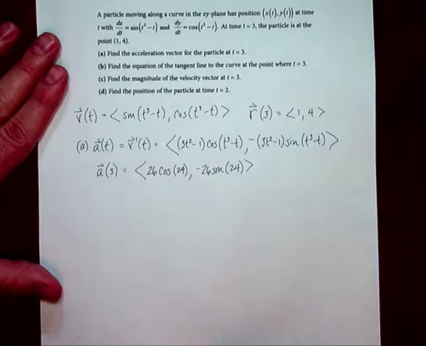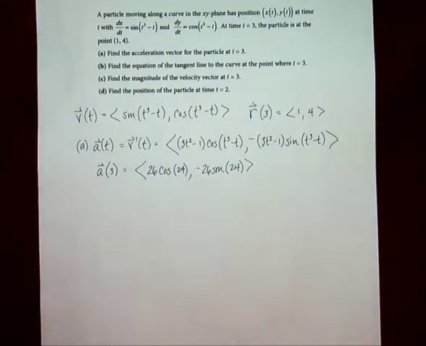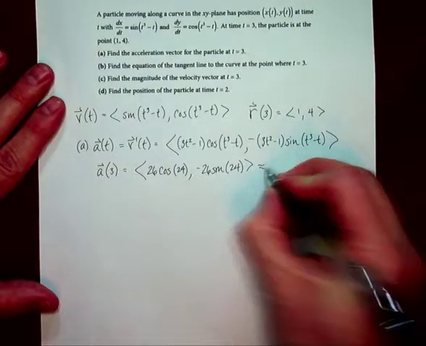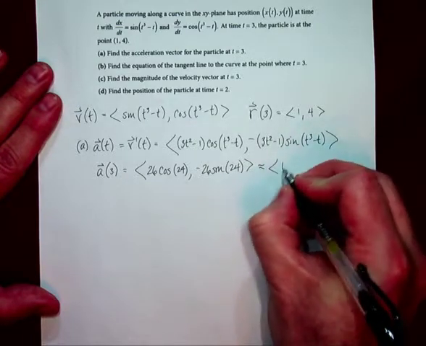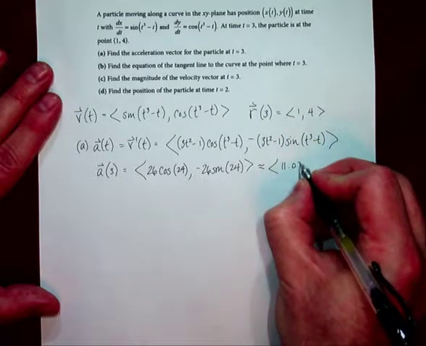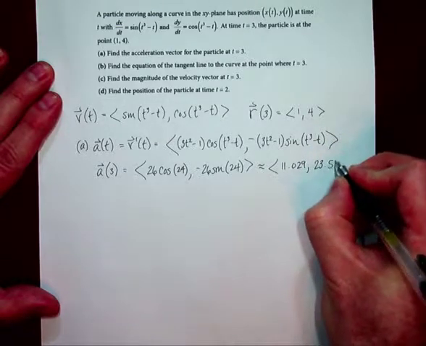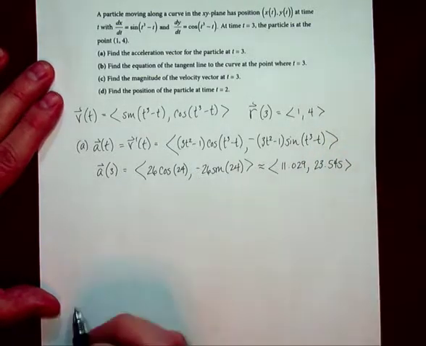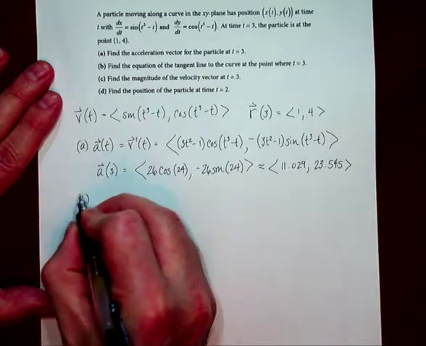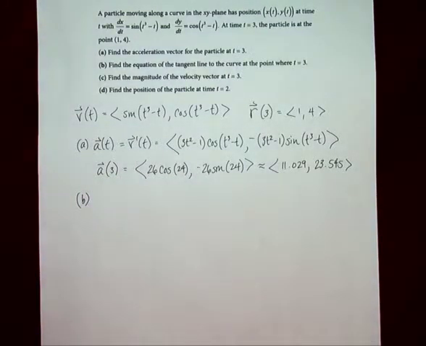Now, we don't usually like angle measurements in radians that are not in terms of pi, and especially not unit circle values. But you can plug this into your calculator and get a decimal approximation. What happens is it's 11.029 and 23.545. And that is your answer to part A. Now let's go ahead and find B.